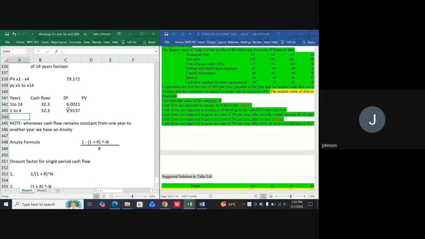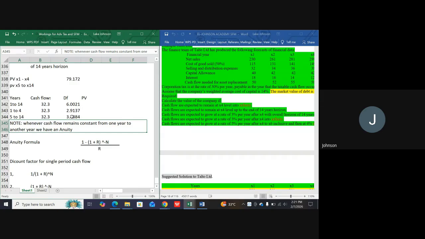So the next thing we are going to do is say this one minus this one. To now get the discount factor of 5 to 14, putting our 0.3 here, we now say equal to discount factor of 1 to 14 minus discount factor of 1 to 4. We're going to get what 5 to 14 is. So this is what we're going to get, right?